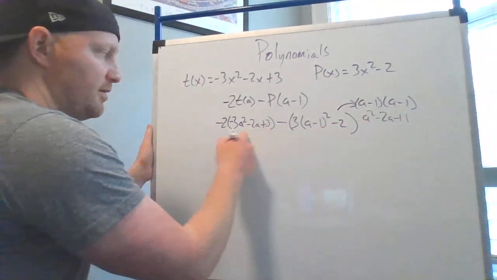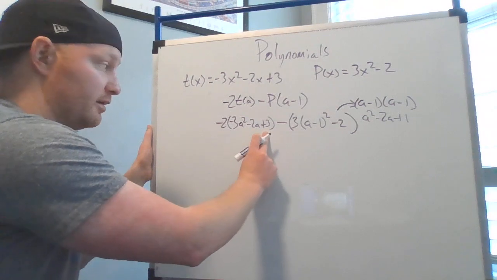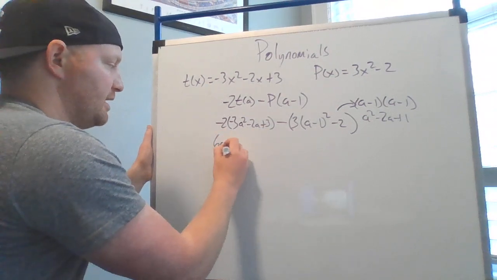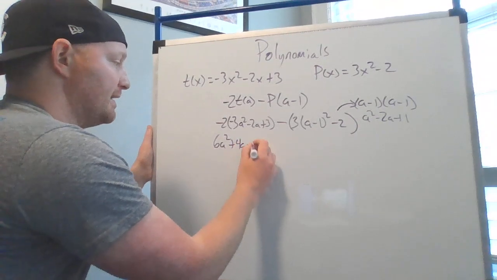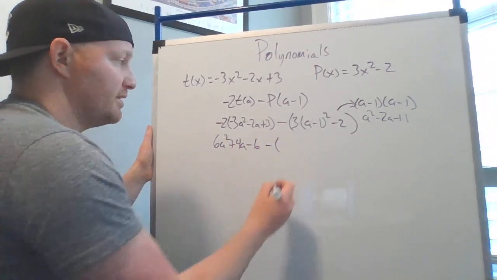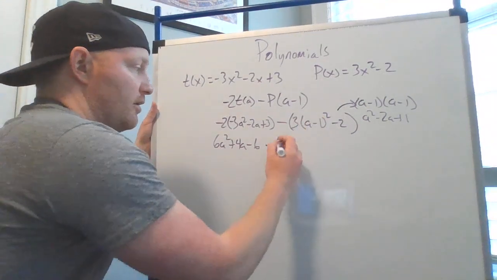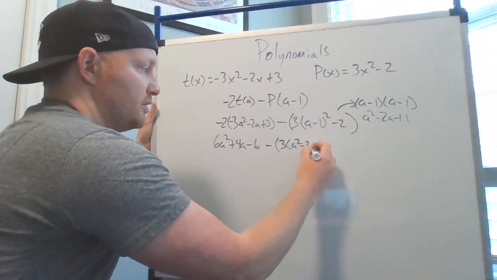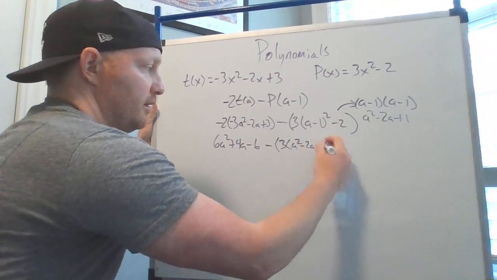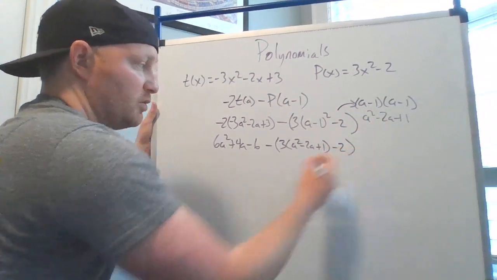So watch what's going to happen in just a minute. I'm going to do this now. Distribute this -2 across this entire function right here. So now this says 6a squared plus 4a minus 6 minus parentheses. I know that this is now 3 times a squared minus 2a plus 1, because I've already expressed this out into this, minus 2, close parentheses.